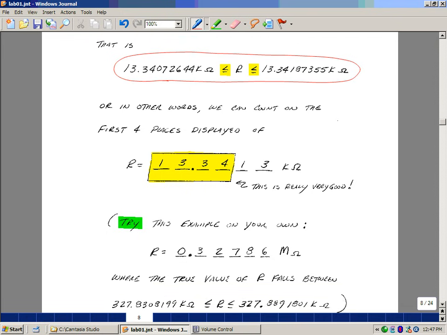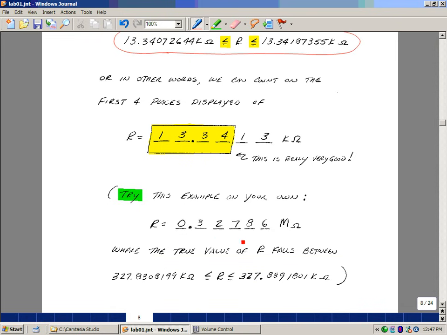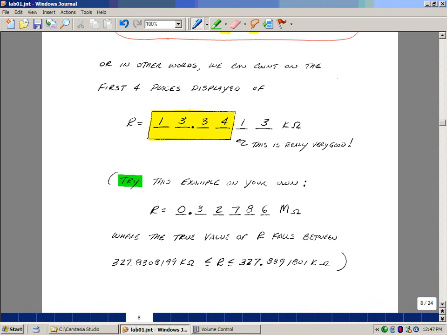Maybe try an example on your own. Suppose that I had this reading on the Fluke multimeter. Could you show that the values that you actually possibly do have are falling between these two limits? I'm not going to turn that in, but just give you a chance to play with another example.